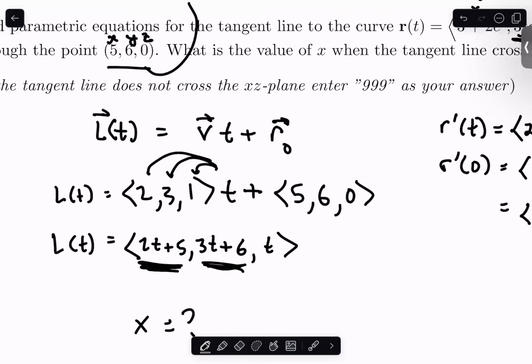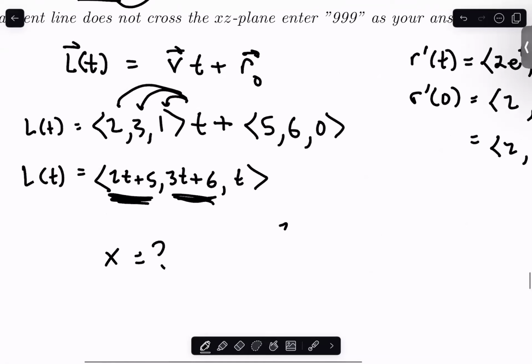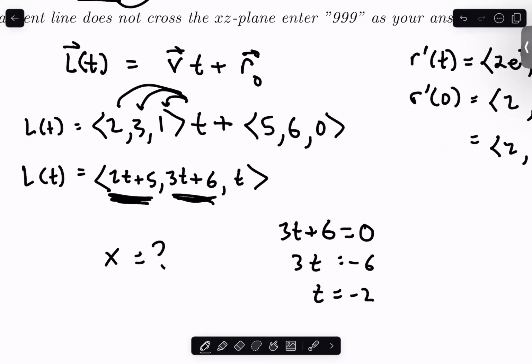Well, we have a y, right? This is when our tangent line is doing things. Here's its y component. So we want the y component to equal 0. That's when it's going to cross the xz plane, when its y value is 0. So that means, well, we can almost guess this one, but you can move these around very formally here and get that t is going to be equal to -2. So at a time value of -2, that's when it crosses.